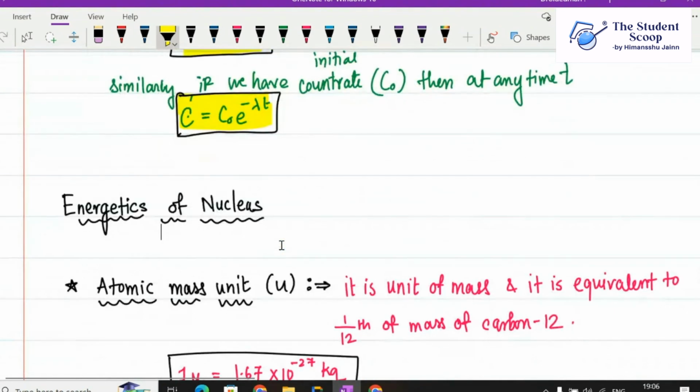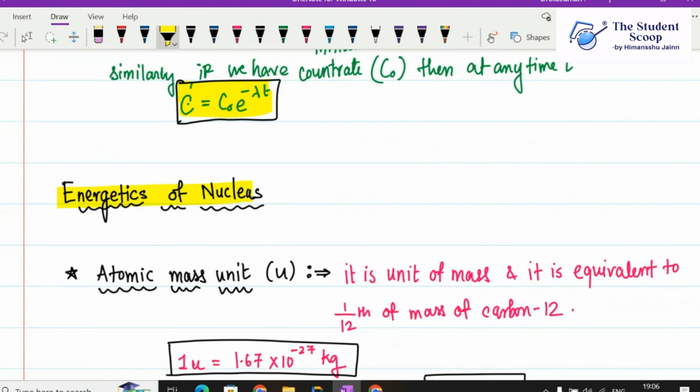Okay. The last part of this chapter talks about energetics of the nucleus. So what happens with the energy of the nucleus? Okay. So when we talk about energy, there is some description of mass as well. So now we will talk in terms of atomic mass units. What is the atomic mass unit? It is a unit of mass, and it is equivalent to 1/12 of mass of carbon 12.